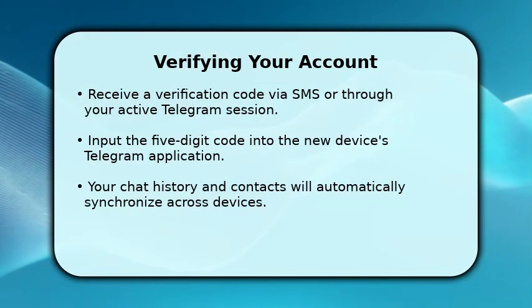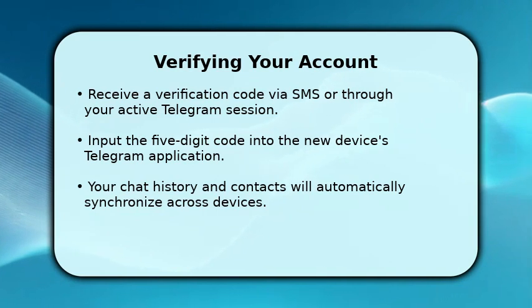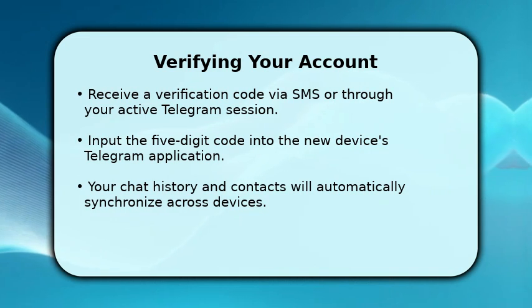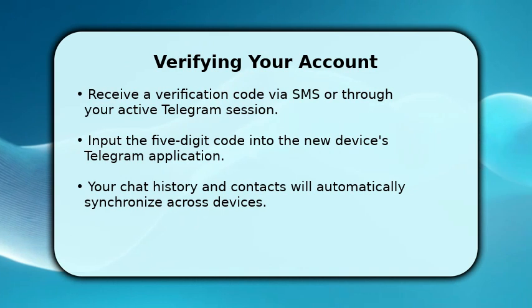After entering your phone number, Telegram will send a verification code. This code might arrive as an SMS to your phone or directly as a message within your already active Telegram session on another device. Carefully enter this 5-digit code into the new device's Telegram application.